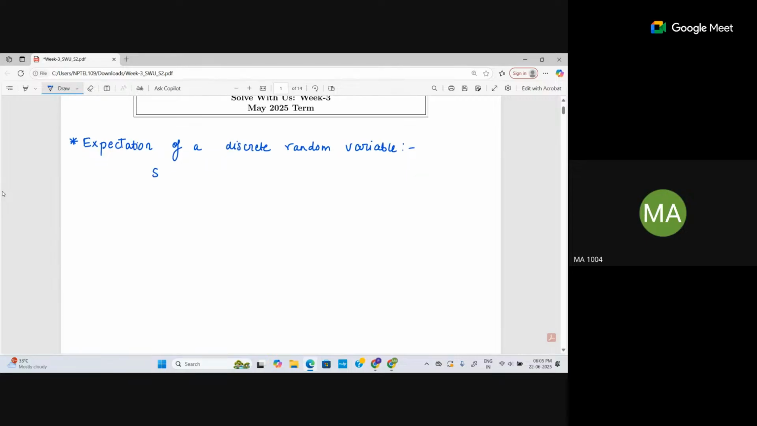Yeah, so suppose x is a discrete random variable. So the expectation of x is the summation over all the values taken by x, suppose it is a small x, multiplied by the corresponding probabilities. And the range will be of x only. Right? Okay, so this is the simple formula for expectation.